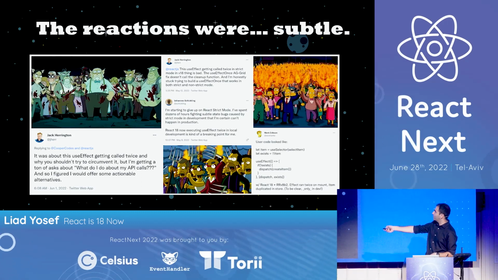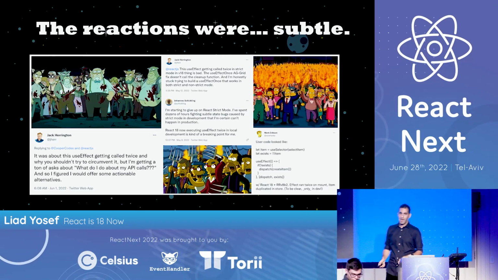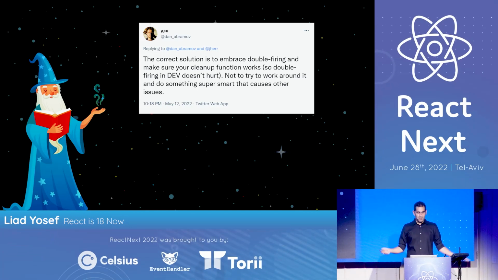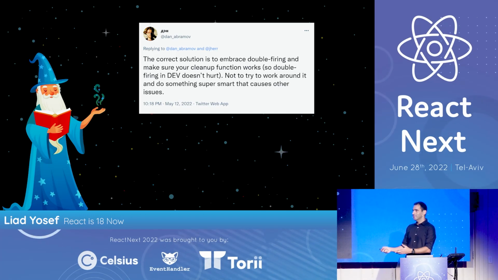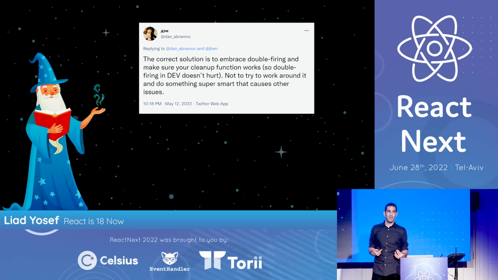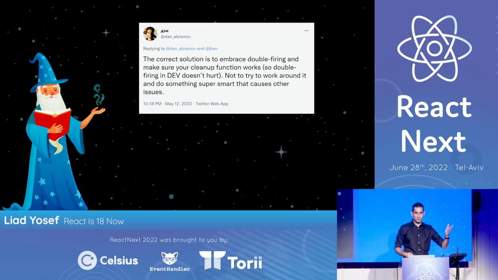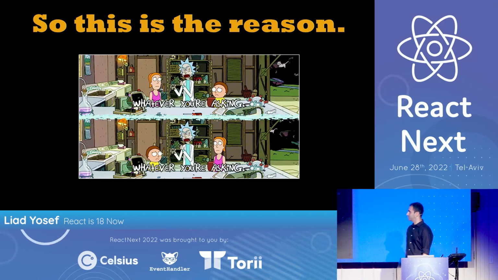And the reactions on the web weren't that subtle. "I'm starting to give up React strict mode." "React strict mode in V18 is bad." The reactions weren't that good, but then our prophet Dan Abramov said that the correct solution is just to embrace double firing. So React, a tool that's supposed to help us, is saying, okay, just embrace that I'm going to fire your code twice, even if you don't want to. But okay, this is the reason Dan Abramov gave us.